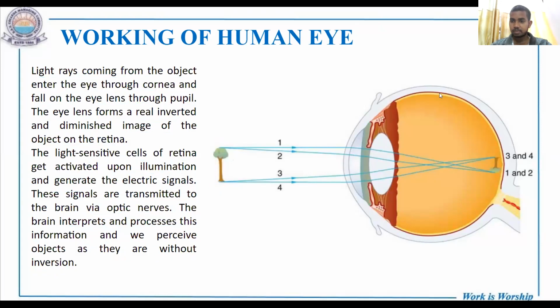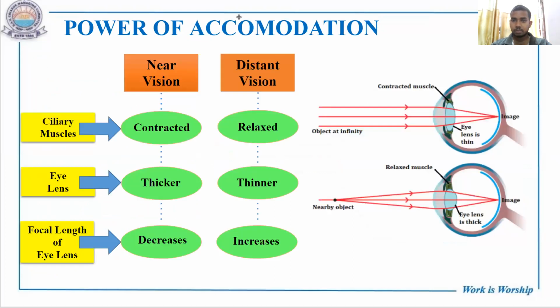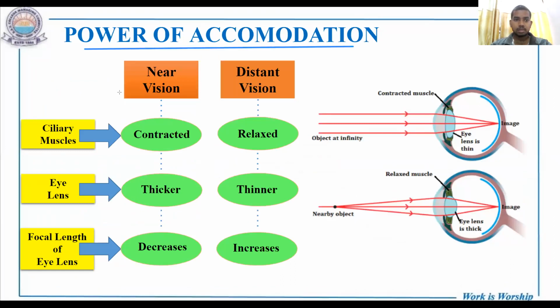So we'll move to the next page. Okay, this is very, very important: the power of accommodation. You can see we are concerned with near vision and distant vision. Near vision helps us to see nearby objects, and distant vision helps us to see the farthest objects. How can we see? This is only the action of the ciliary muscles.